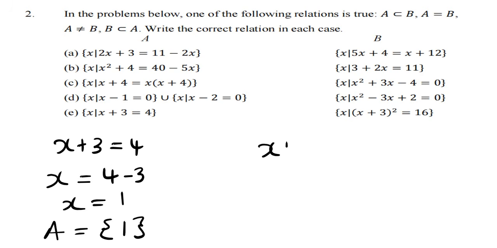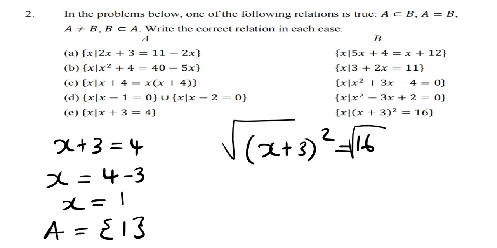I've got (x plus 3) squared is equal to 16. Then you know how we solve this one. I just have to take the square root on both sides. So the square and the root are going to cancel. I'm going to have x plus 3 is equal to the square root of 16, which is positive or negative 4.